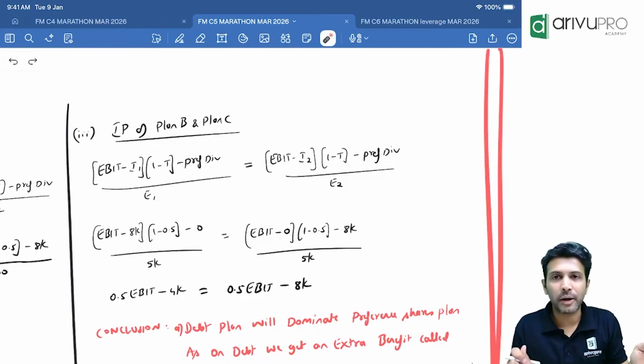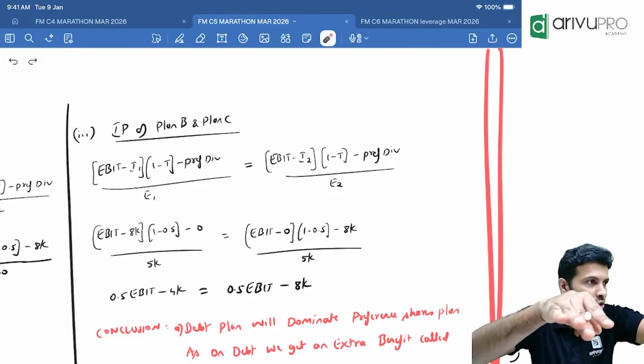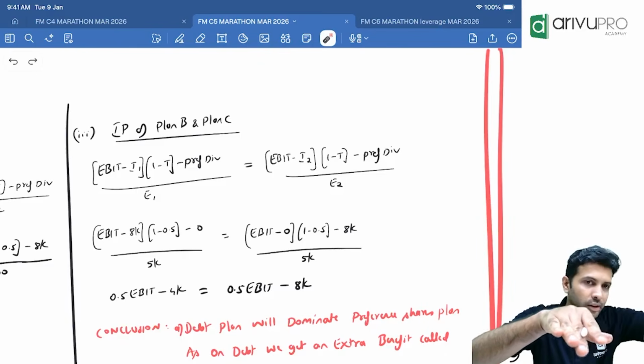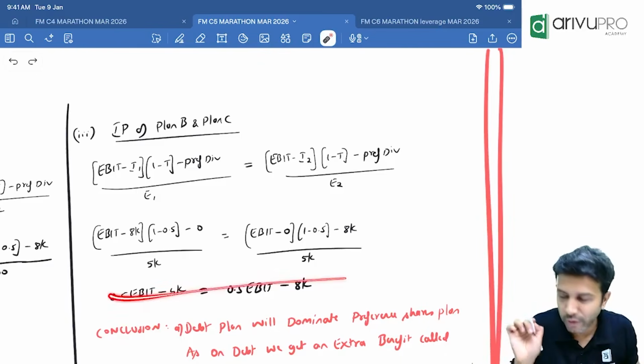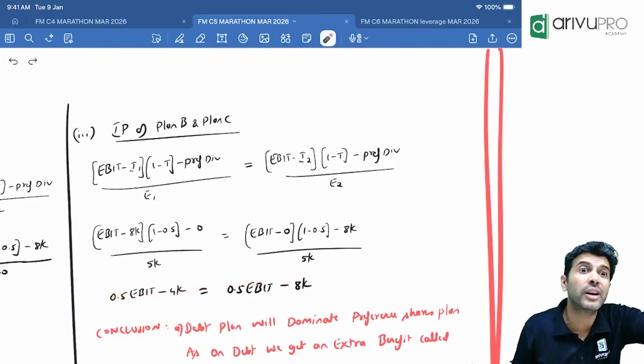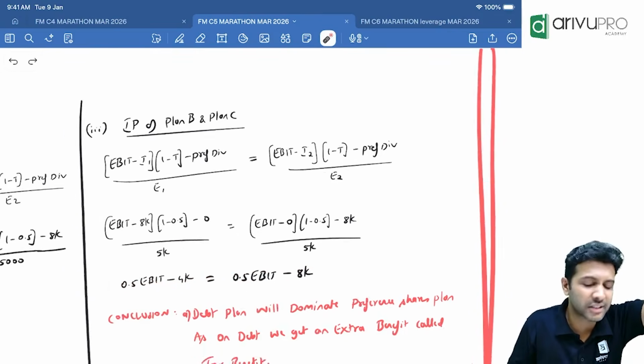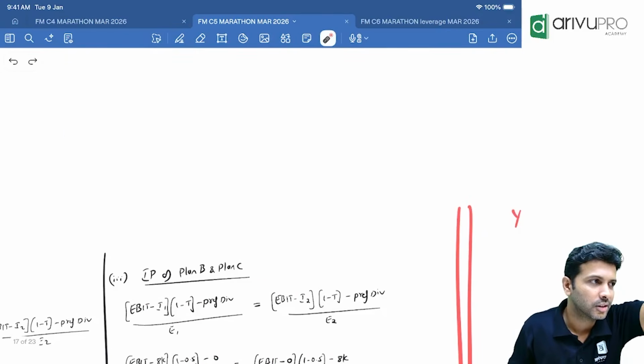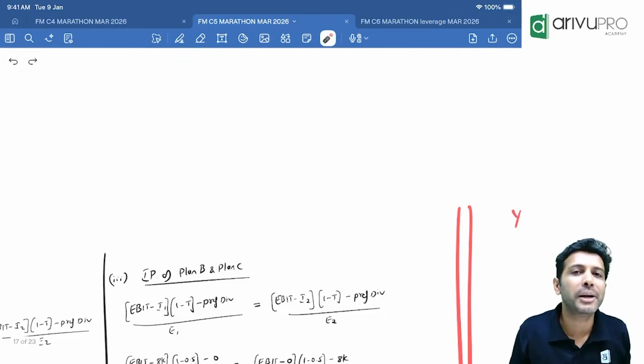Because indifference point means what, sir? Both are the same. So there is no domination? No domination. But if you are not able to find an indifference point, that means one is dominating the other. Which is that? You tell me, you know this.